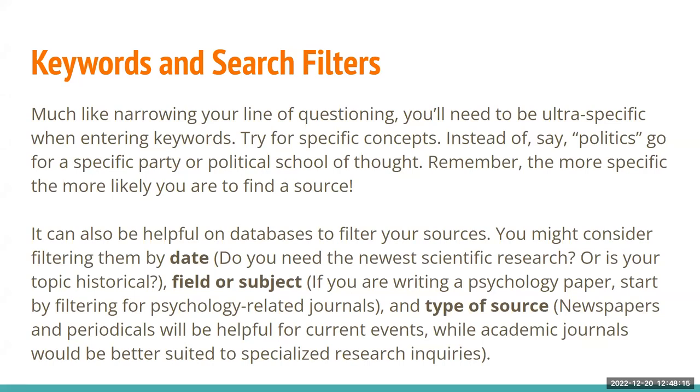It can also be helpful on databases to filter your sources. You might consider filtering them by date. Do you need the newest scientific research? Or is your topic historical? Field or subject: if you're writing a psychology paper, start by filtering for psychology-related journals. And type of source: newspapers and periodicals will be helpful for current events, while academic journals will be better suited to specialized research inquiries.